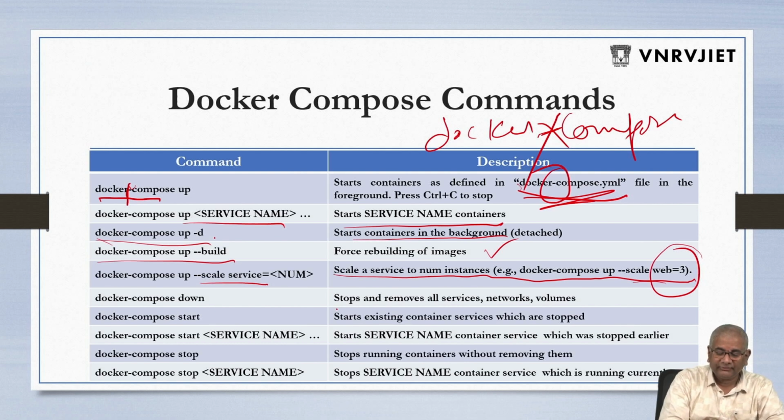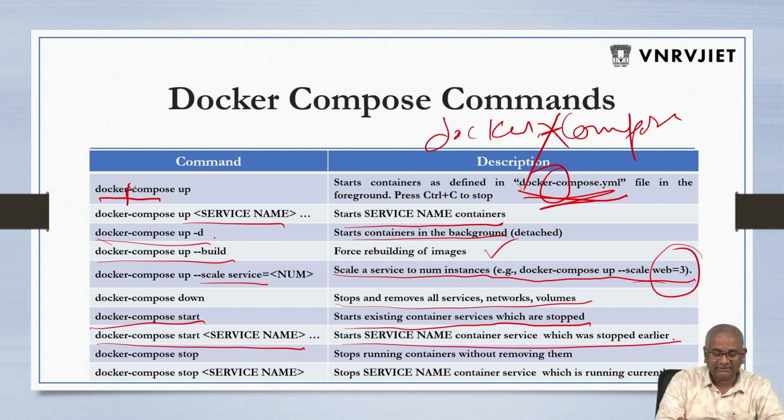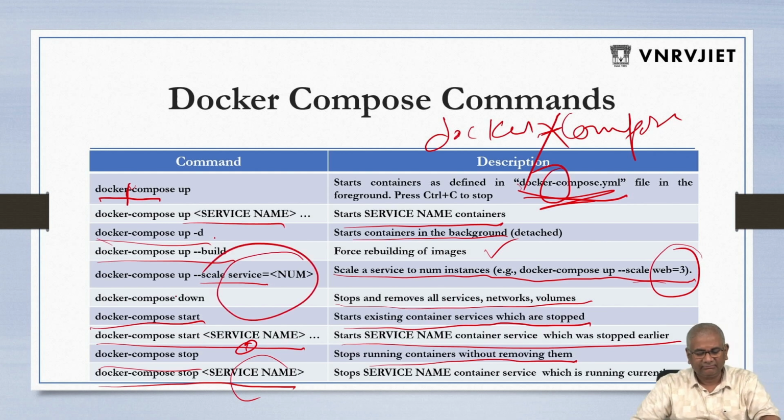Docker compose down stops and removes all services and networks; it shuts everything down. Docker compose start starts existing container services which are stopped, and start with a service name starts only that particular service. Docker compose stop stops running containers without removing them; they just stay in the stopped state. Docker compose stop with a service name is for a particular service you want to switch on and off. So these are the Docker Compose commands.